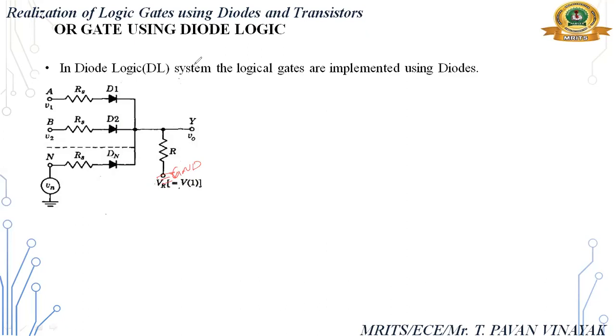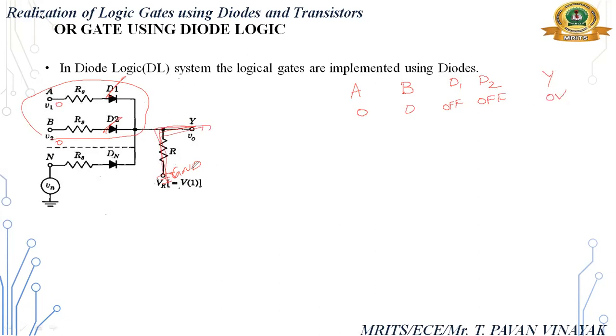Now I am taking connections. Let us see A and B, diode 1, diode 2, and output. Whenever I give 0 volts, 0 volts, what happened? Diode is off, diode is off. So what will be output? Ground will be output, 0 volts.